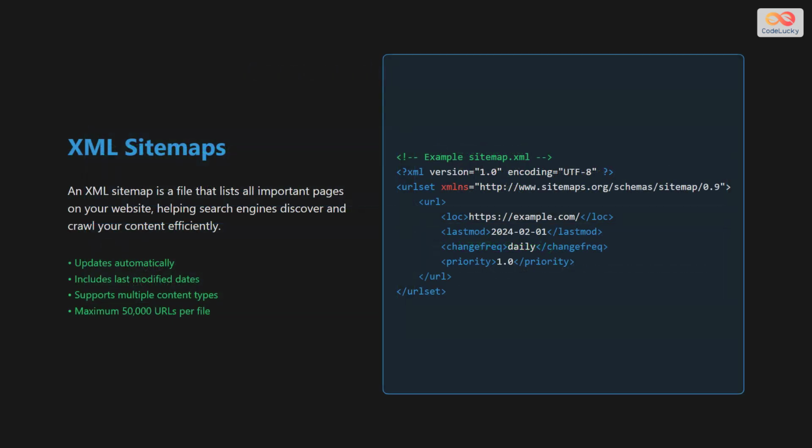Now let's discuss XML sitemaps. An XML sitemap is essentially a list of all important pages on your website. It is designed for search engines, not for humans. This file helps search engine bots discover and crawl your website content more efficiently. An XML sitemap also updates automatically. It includes last modified dates. It supports multiple content types. However, do keep in mind that the maximum number of URLs in one file is 50,000. Here's a simple example of a sitemap.xml file.